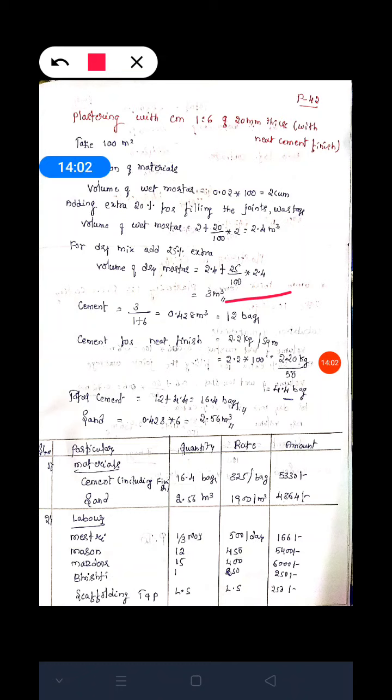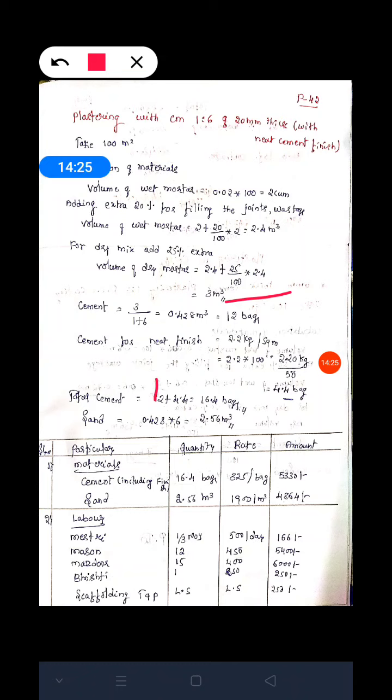Then we should calculate the materials here. Cement: 3 divided by proportion, 3 divided by 1 plus 6, is equal to 0.428 meter cube. Therefore the number of bags equals 0.428 divided by 0.0347, where 0.0347 is the volume of one bag of cement of 50 kgs.